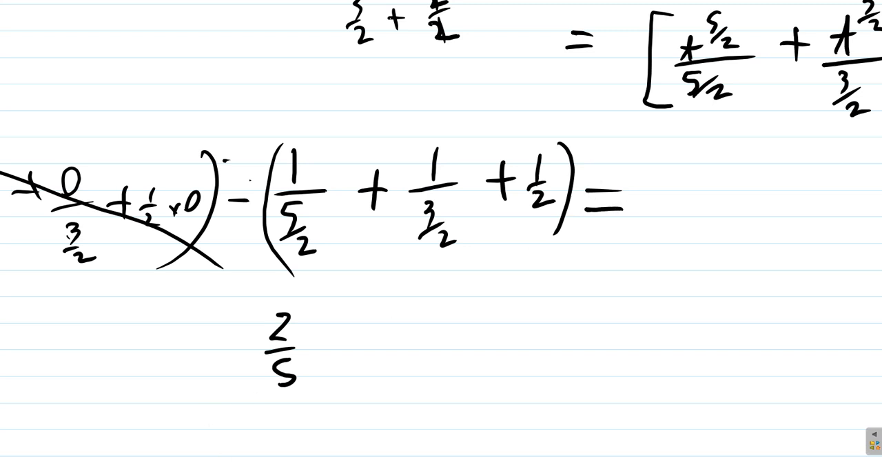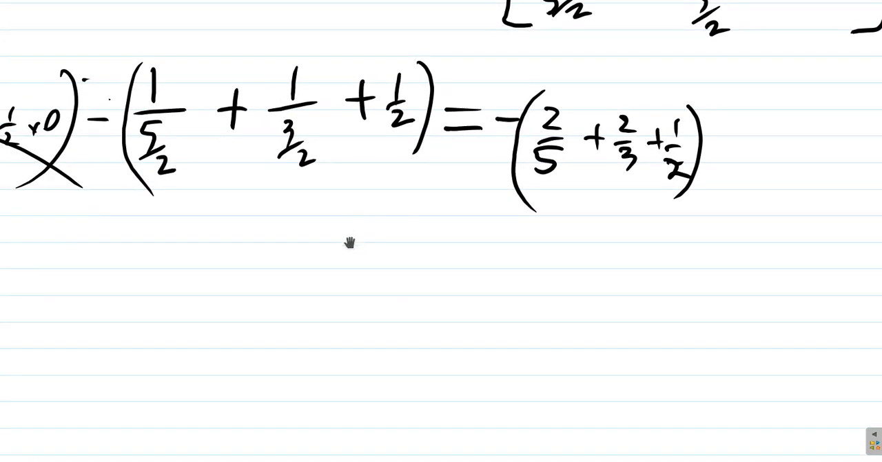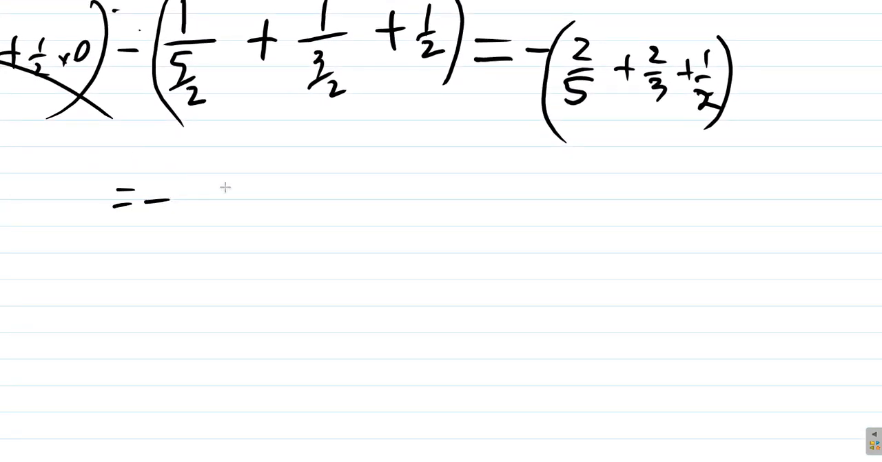So this is equal to what now? You have 0 minus it. So you're going to be a negative. Alright, 1 over 5 halves is the same as 2/5, right? Plus 1 over 3 over 2 is the same as 2 over 3 plus half. Okay. So this will be negative what now? Want to work it out? 2/5 plus 2/3 plus half.